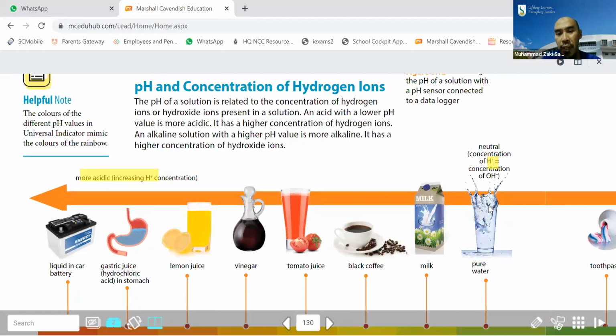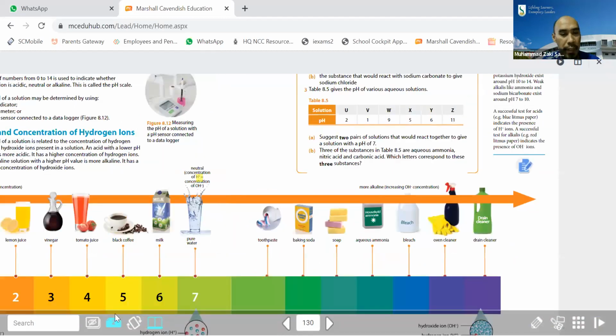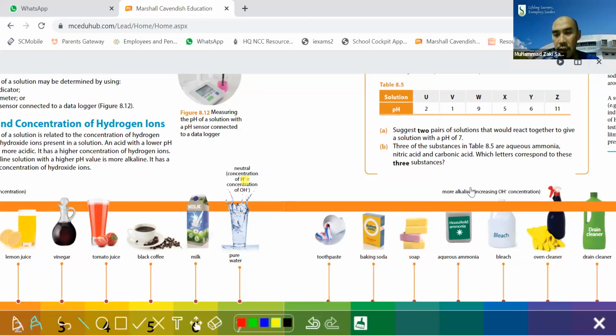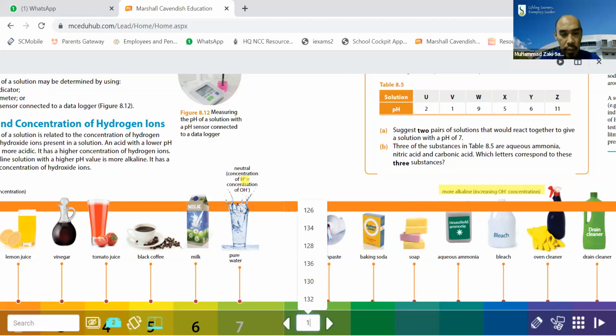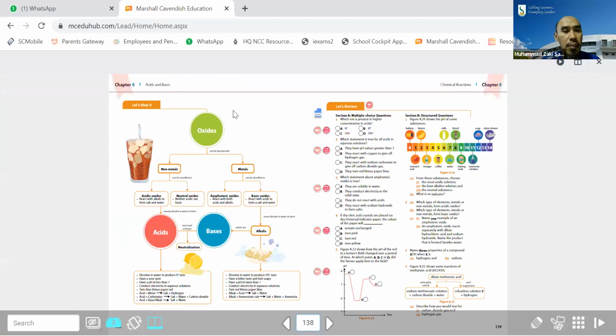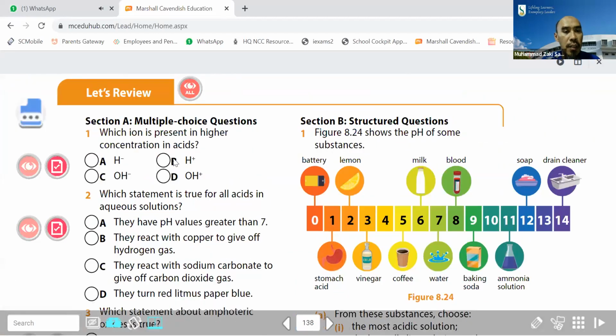then it will be more alkali, more OH minus. See, all these things you need to open your eyes and look at it. In the text, they never highlight properly. So let's go back to the question, page 138. So what is the answer for this? It should be H plus, right? H plus. Okay, next question.